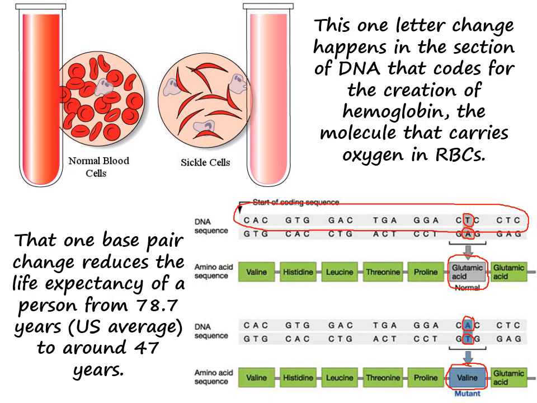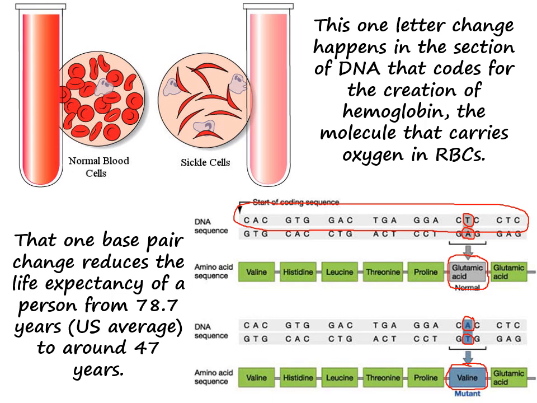We now have a mutant protein here. That one base pair reduces the life expectancy of a person from 78.7 years, which is the US average, to around 47 years. And it's the cause for the genetic disorder sickle cell anemia, or sickle cell disease.